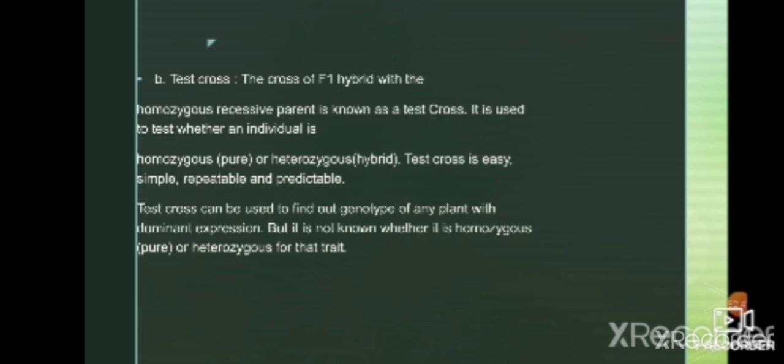Test cross can be used to find out the genotype of any plant. By using this test cross, we can find out the genotype of any plant with dominant expression, where it is not known whether it is homozygous pure or heterozygous for that trait.